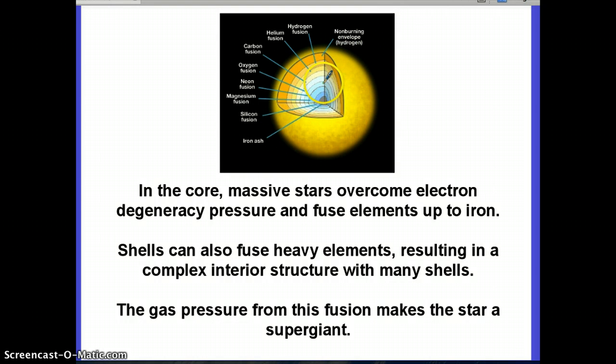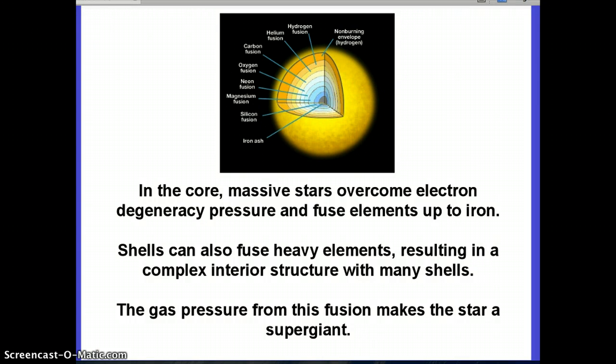As this happens, you start making shells in the outer layers. Now, this picture is totally not to scale. The shells would be way, way smaller than the outer layers. But you start making shells that are fusing different elements. The outermost one is still going to fuse hydrogen into helium. The next one is going to be fusing helium into carbon. And as you go further in, you're fusing heavier and heavier elements. So you end up with a very complex interior structure with all these shells.